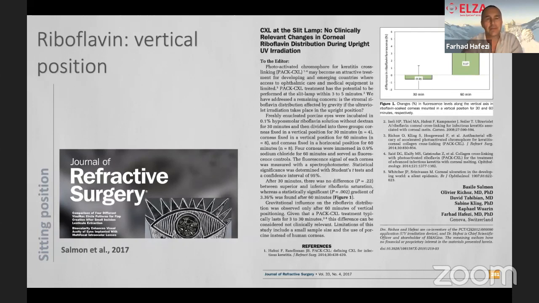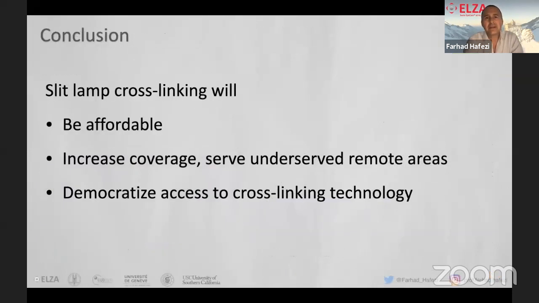So in conclusion, slit lamp assisted cross-linking will be affordable. It will increase coverage, serve underserved remote areas. It will give advantage for high-tech settings or for very low-tech settings, and it will democratize the access to cross-linking technology. Thank you for your attention. Sorry for running late.